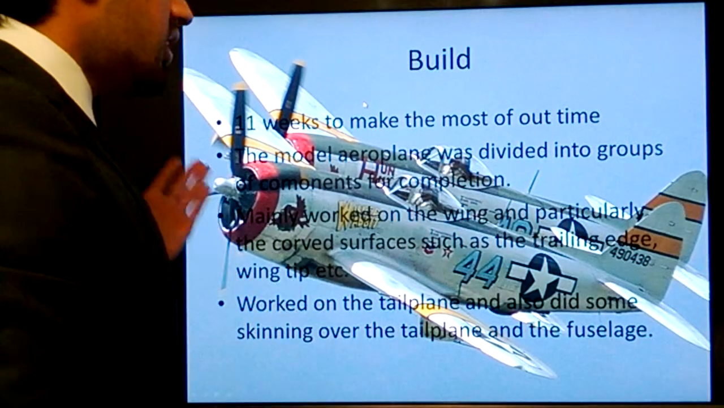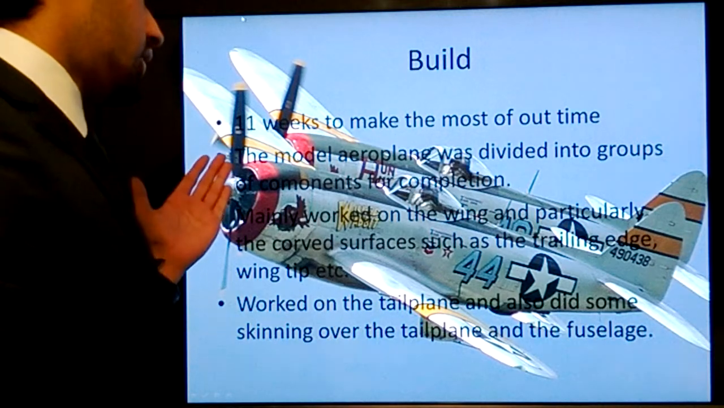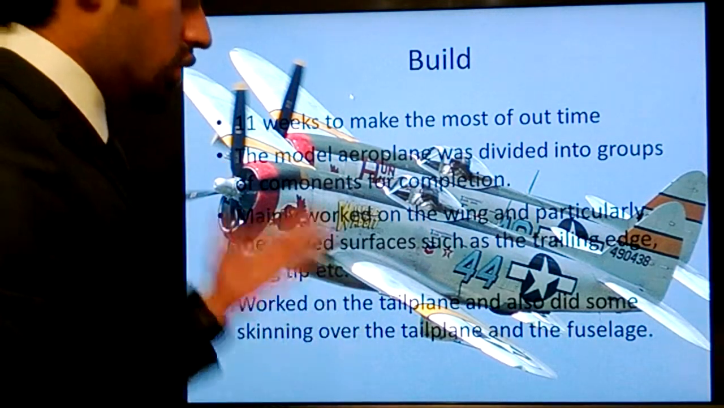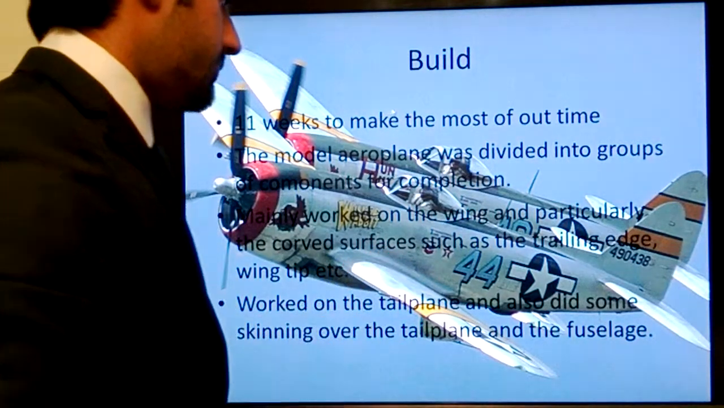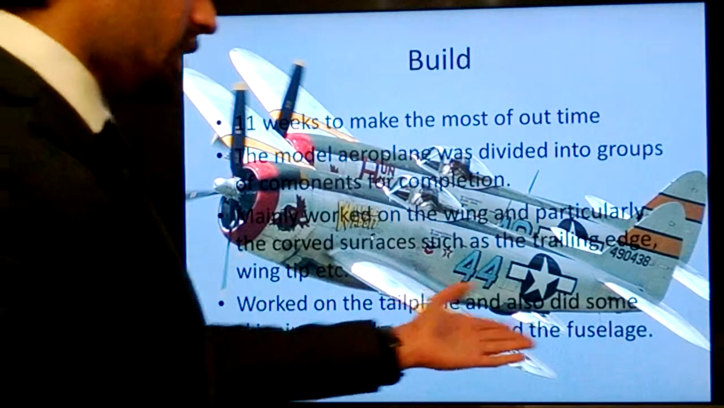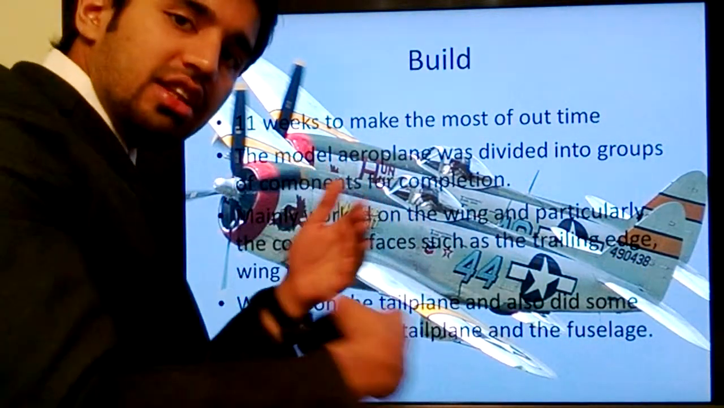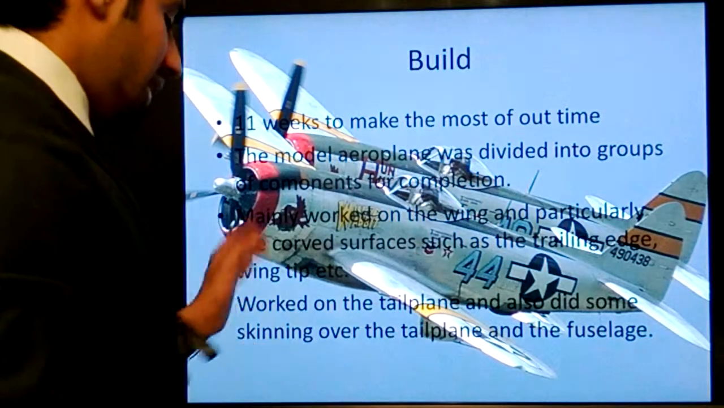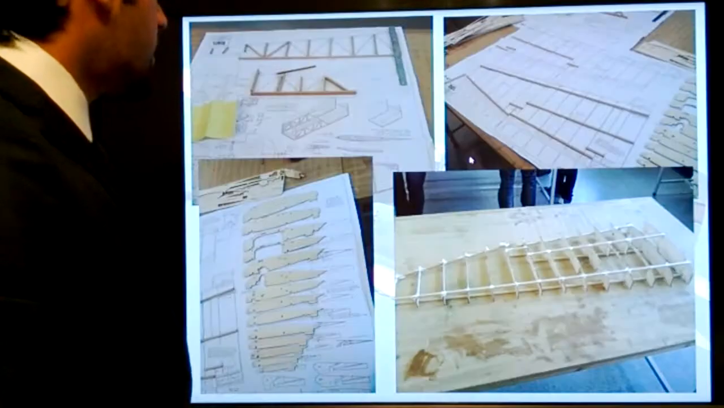Build. So 11 weeks were given to us, and we had to make the most out of our time. The model airplanes were divided among the groups. So one person was working on the fuselage, one person was working on the wing, etc. I mainly worked on the wing and the tailplane, because I enjoyed making the curvy edges, making it aerodynamic, etc. And I also did some skinning.